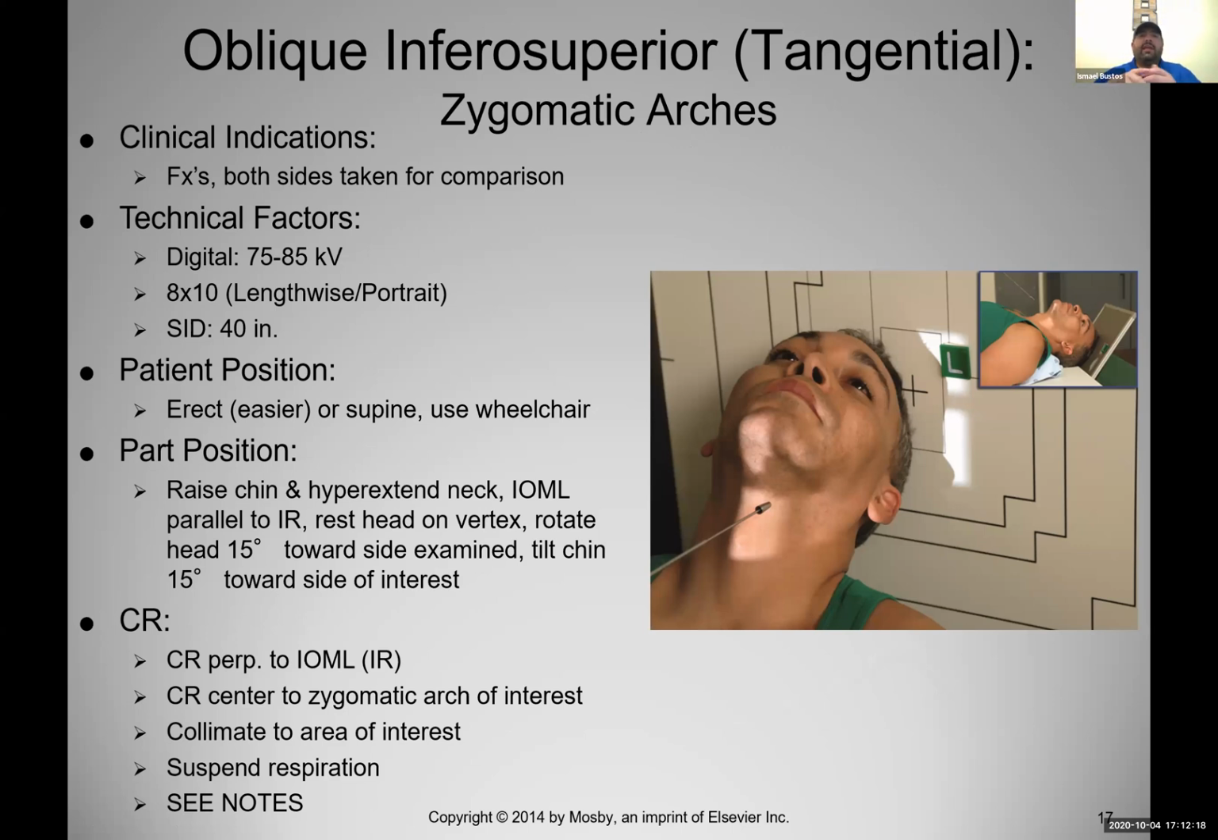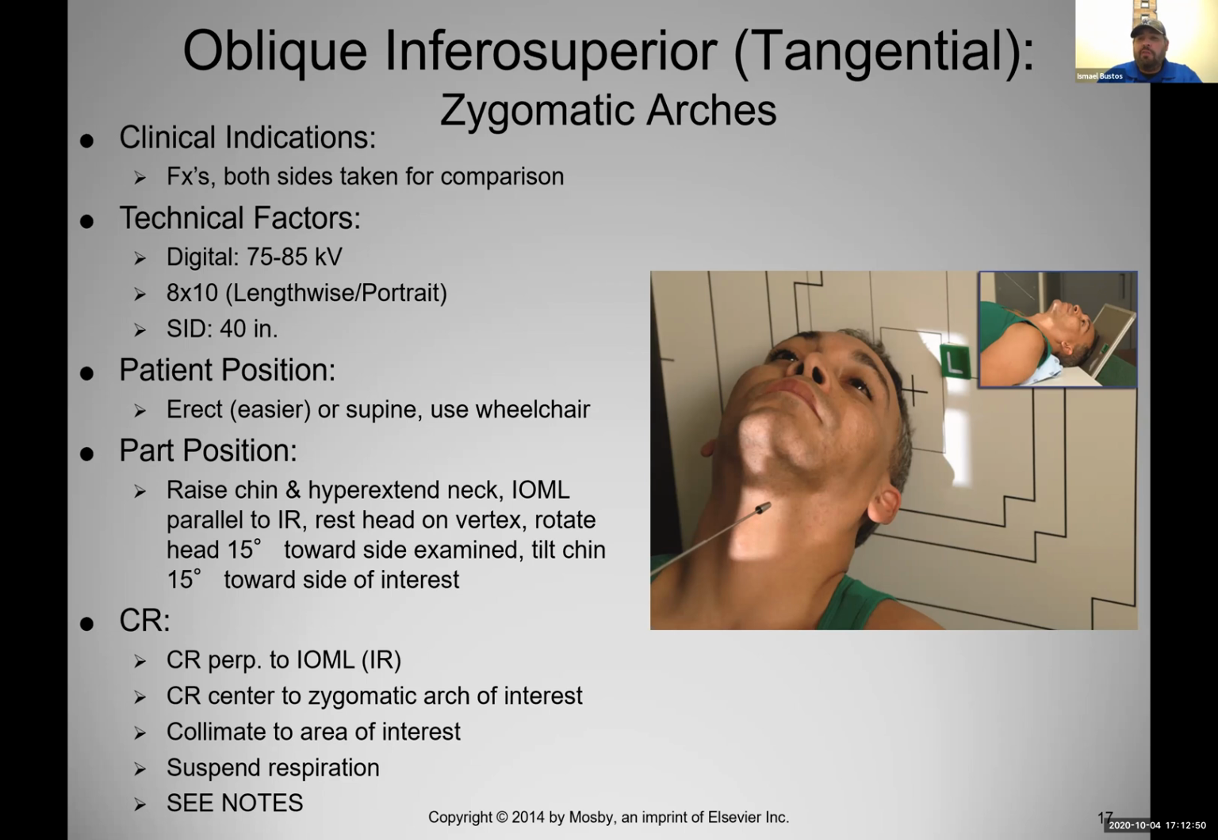This one here is taken in case there has been some type of compression or depression fracture where the zygomatic arch has been pushed in and it's very hard to see on a normal SMV. We'll do this oblique projection to see that particular zygomatic arch. For this one, both sides are generally taken for comparison, 75 to 85 kVp, 40-inch SID. Put the patient in the erect or supine position. Erect is easier to do, but they can be supine on the table.